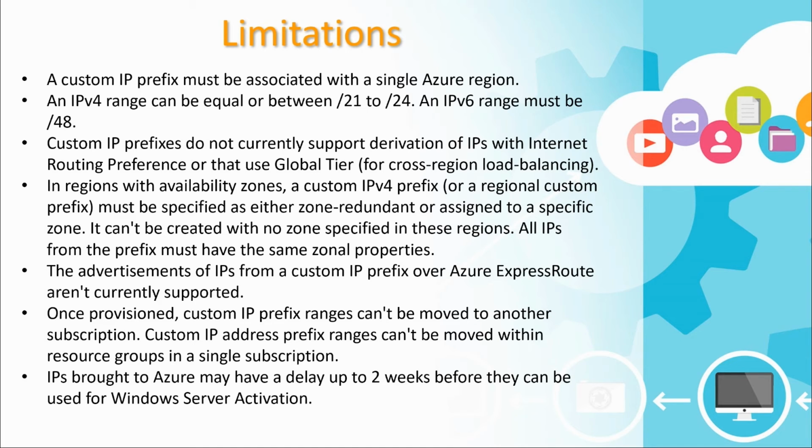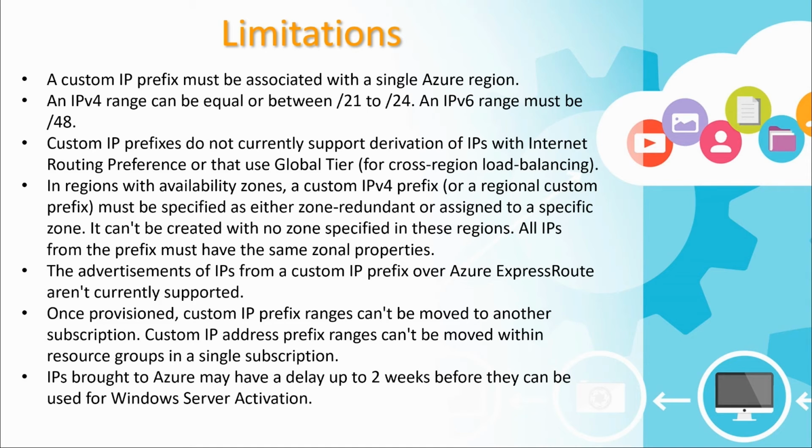The other thing is the advertisements of these IPs and custom prefixes over ExpressRoute aren't currently supported. So they are not supported in regards to advertising this over ExpressRoute. All right. Another thing is, once these addresses are set up, you can't move them between subscriptions. So they're going to be tied to whatever subscription you link this to, and you can't move it after that. Another thing is you can't move these within different resource groups either. So it's a single subscription, specific resource group.